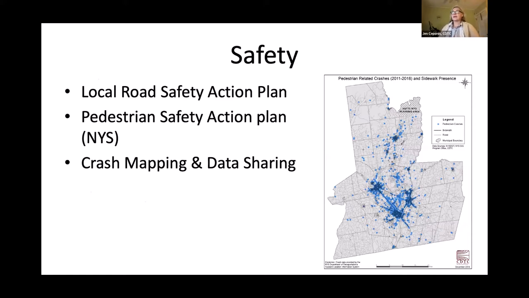So as far as planning resources and tools or work that CDTC has done related to safety, CDTC in 2019 released its local road safety action plan. This really covered both vehicle, bicycle, and pedestrian safety and crashes. And it looked at our local road system to see if there were trends, to see if there was a commonality among crashes or how they were happening, and try to identify what some of our biggest safety issues are.